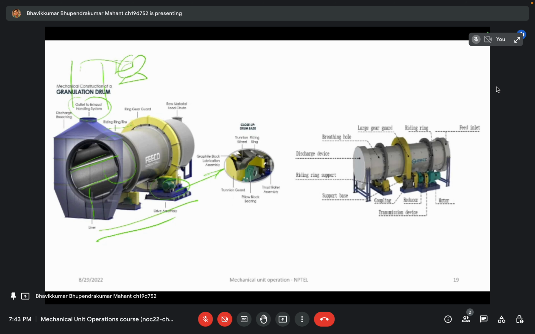And if you check the side view, this is the riding ring, feed inlet, motor reducer, coupling, and support base, and this is how it actually looks in industry. There are many things to consider. Fitting holes are there, discharge devices are there, supports are there. When you go for the mechanical design of it, this kind of minute detail you need to take care of.